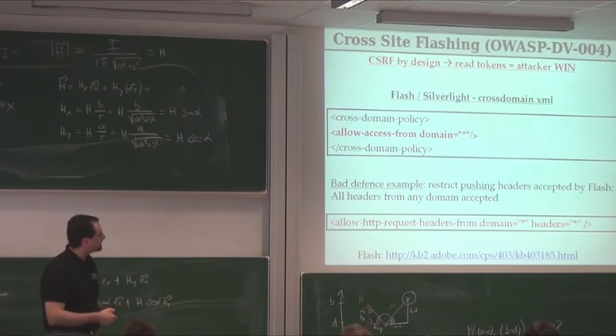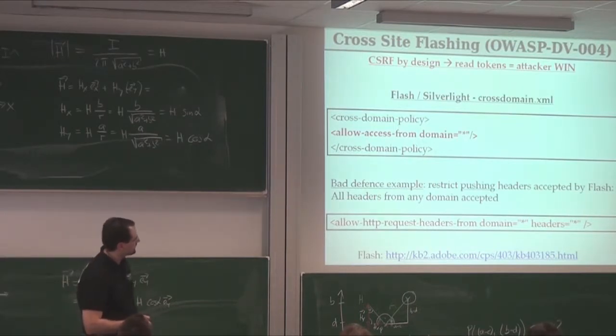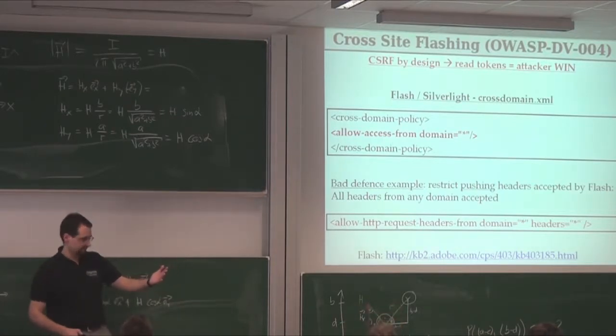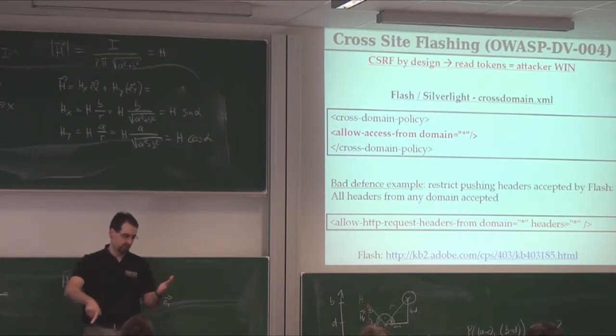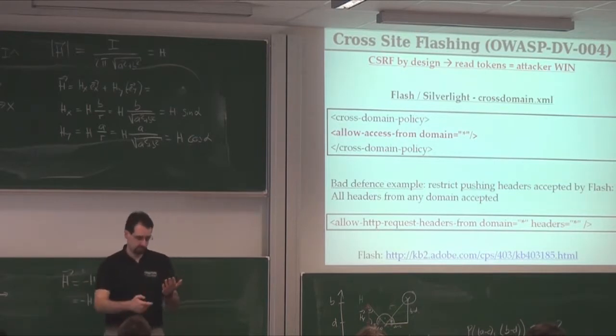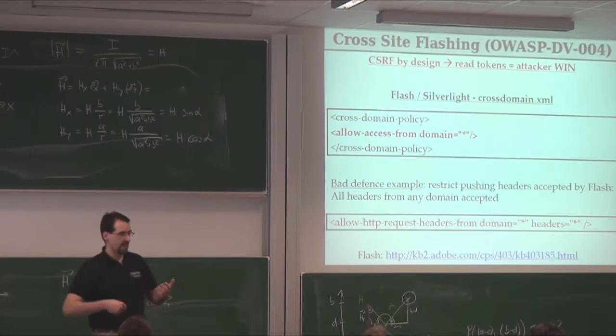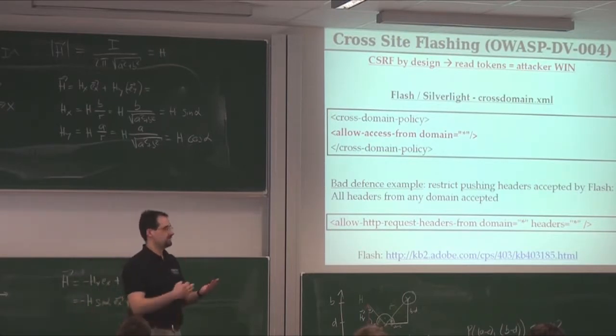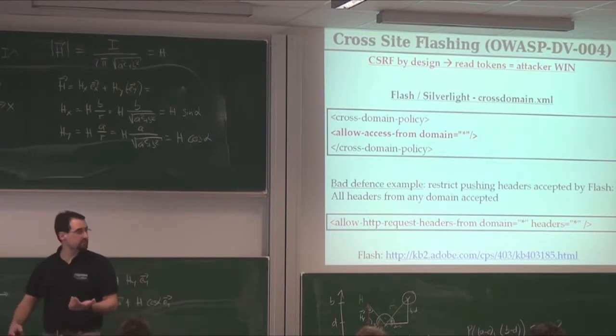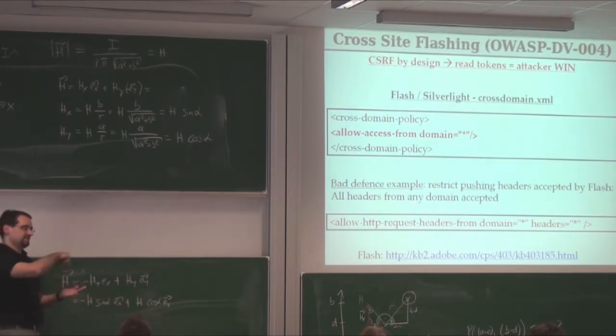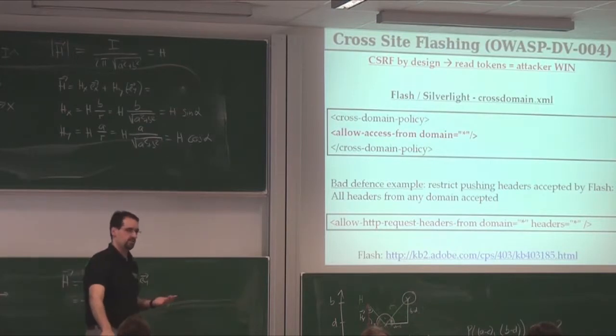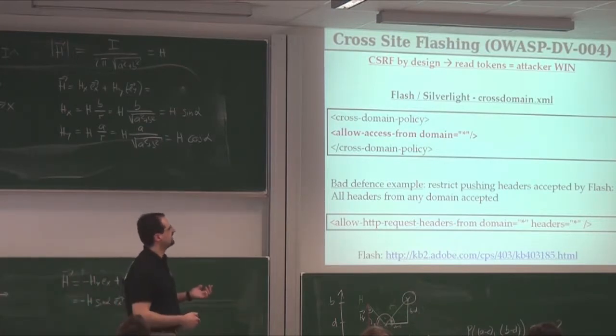So if in Flash or Silverlight, cross-domain is set to allow star, then this means that you visit a random site on the internet, and then this random site can send a request to the site that has this policy file, and it can read the response, because this is set to star. Okay, so any site can read the response. If you read the response, you can read the anti-cross-site request forgery token. And then you can send a second request with the right anti-cross-site request forgery token. Therefore, having this allow-access-from domain equals star is introducing cross-site request forgery by design.